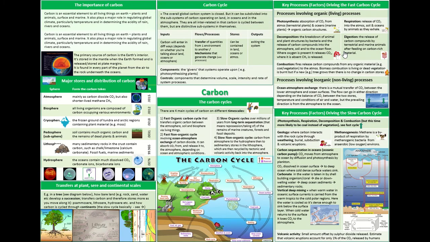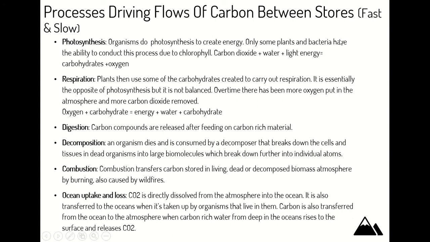So let's look at the key processes that are involved in the fast and the slow carbon cycle. Let's look at the fast carbon cycle first. They're actually part of the fast and the slow, but for the fast bit precisely, we've got these main ones here: photosynthesis, respiration, digestion, decomposition, combustion, and then ocean uptake and loss, diffusion, basically, as part of that. So take your time, have a look through some of those, learn the equations. That is how you will get detailed responses for this.